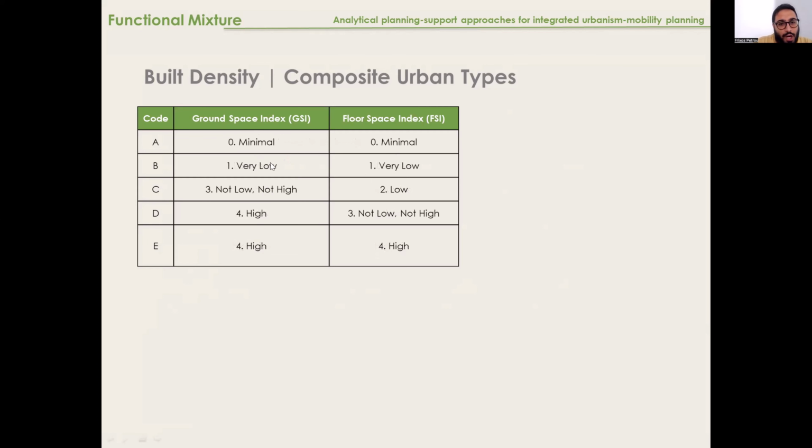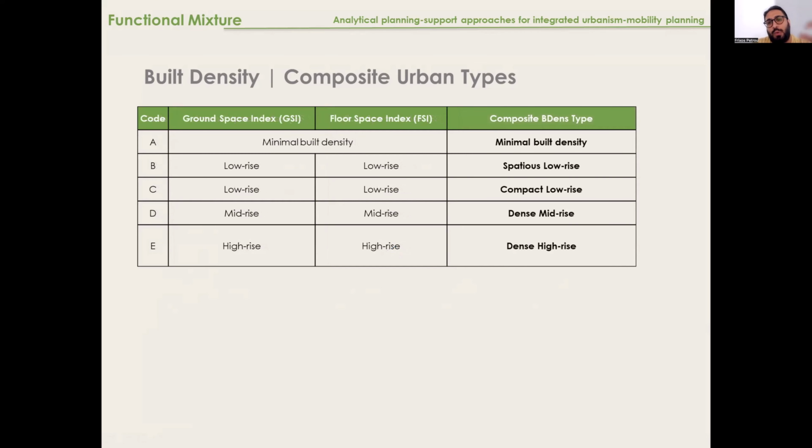For example, the very low GSI can be translated as low rise, while the high FSI can translate into high rise, and how these morphological definitions that have been linked with specific performance metrics can result to composite build density types. Now we have spacious low rise, dense mid rise, dense high rise, which is a way of describing urban space, but which is symbolic and understandable for everyone, but also is linked to specific performance and quantification of metrics.